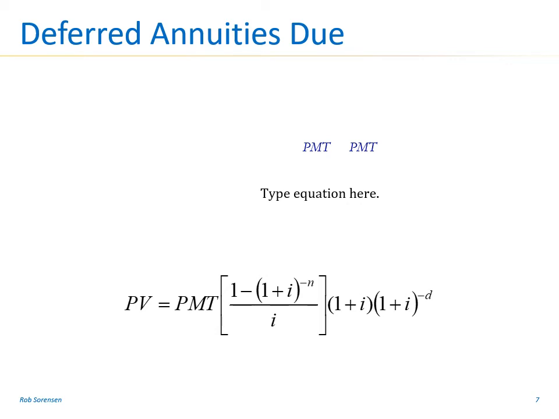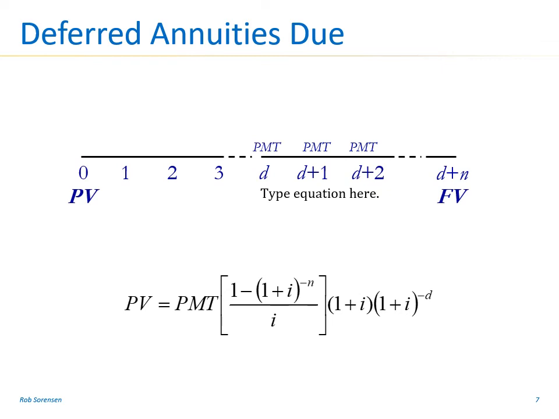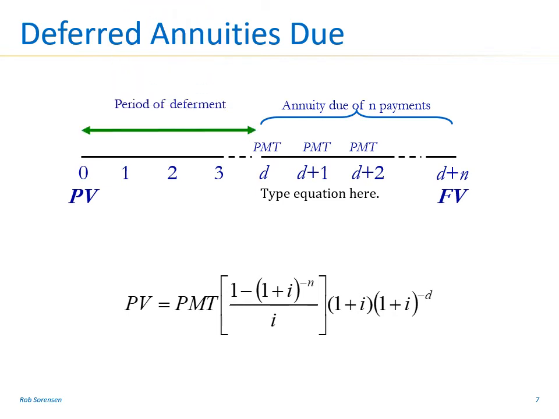Now, could we have a deferred annuity due? And we could. In this case, we're going to define the annuity as an annuity due. And that means the deferment period is really up to where the first payment is. So it didn't end here. It ended up here, one more.